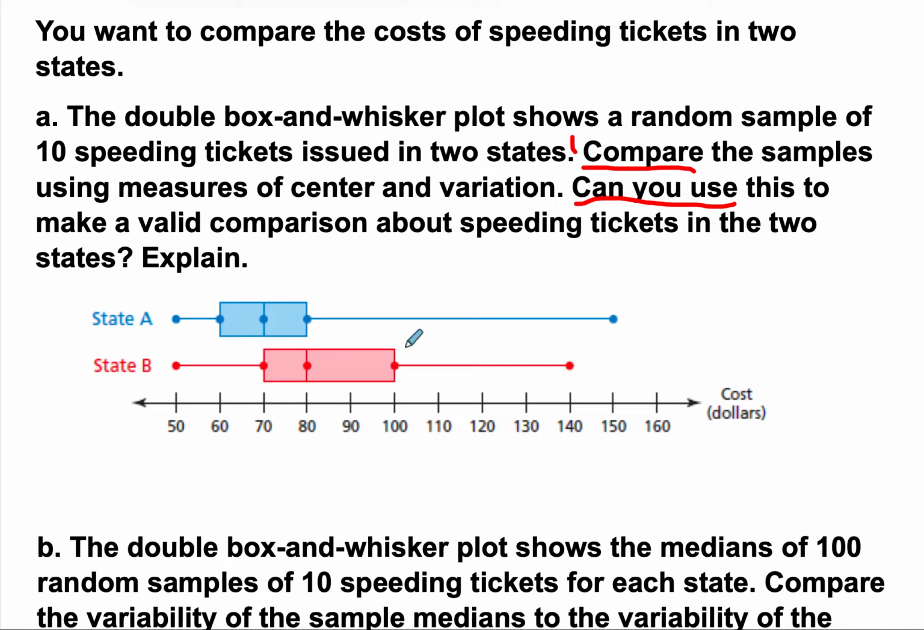State B is also skewed. It's less, so the whiskers are closer in being the same length as each other. But as long as one of them is skewed, then both of them are considered to be skewed, which means we need to be using the IQR and the medians.